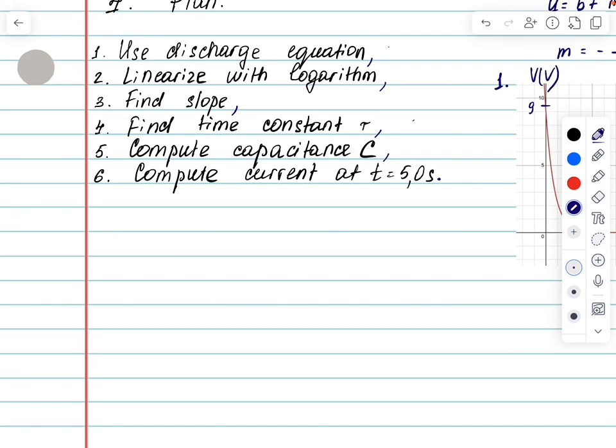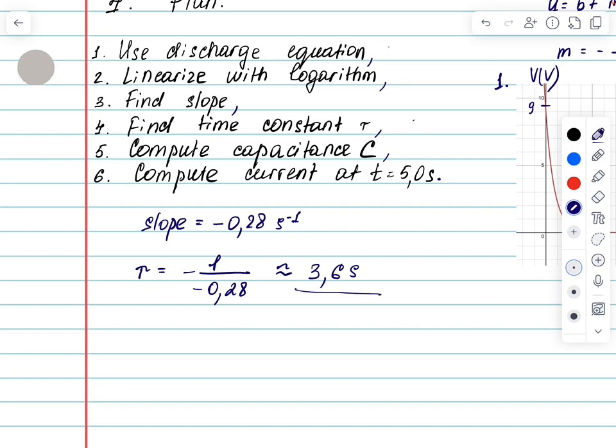And after that, we need to find the time constant. So in the book, the slope value is given. We have this value, 0.28 per second. And substituting the slope value, our time constant is equal to minus 1 divided by minus 0.28. So it will be about 3.6 seconds. Yeah, this is our time constant.